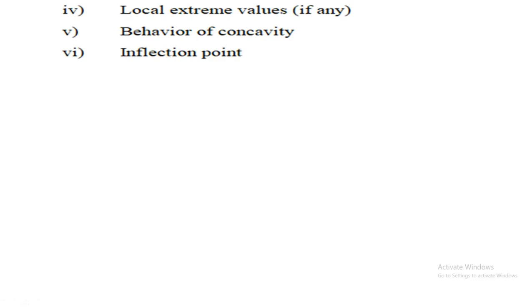Now what comes next is a continuation from question number 4. In Roman number 4, you are asked to find the local extreme values, if any, and Roman number 5, the behavior of concavity, and the last one is to find the inflection point for this particular function.